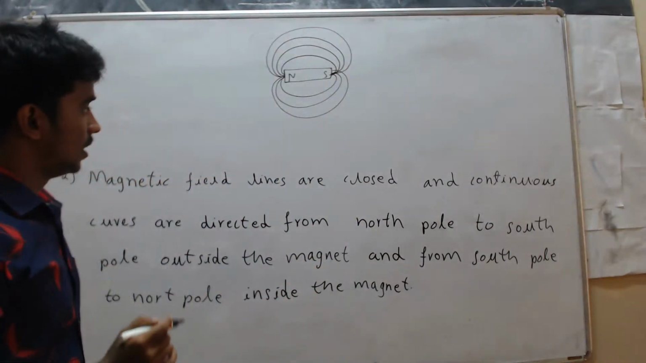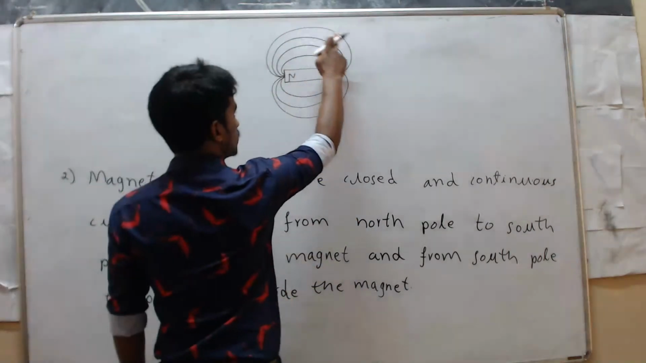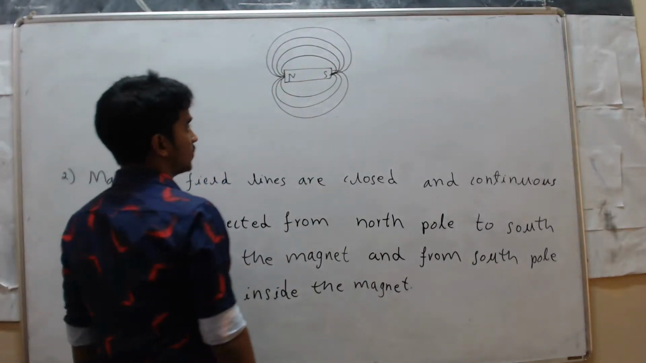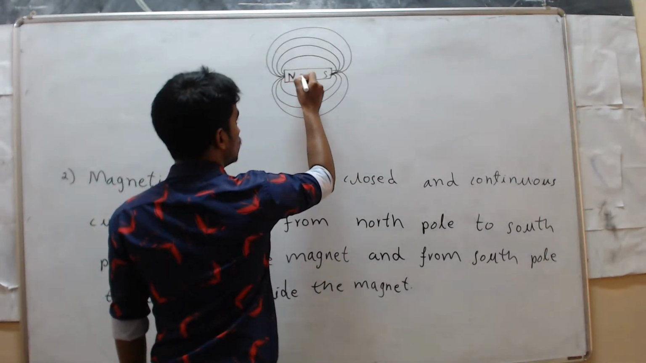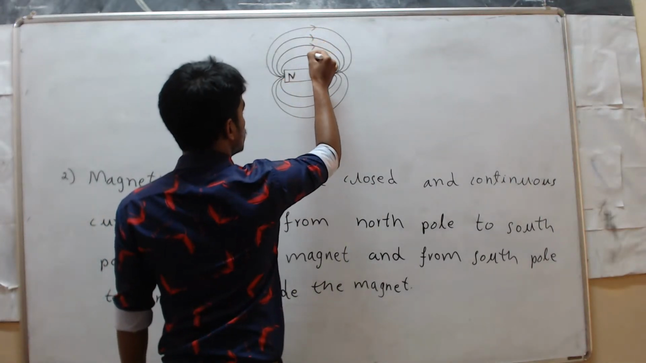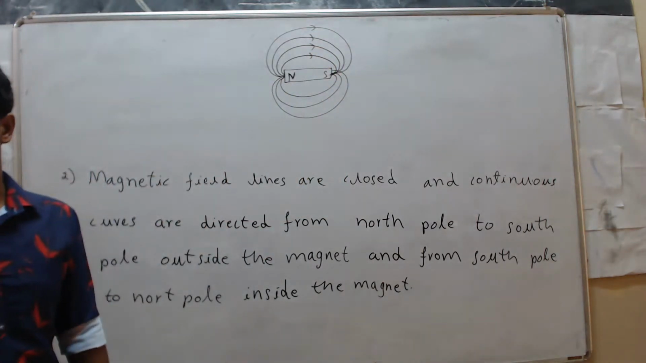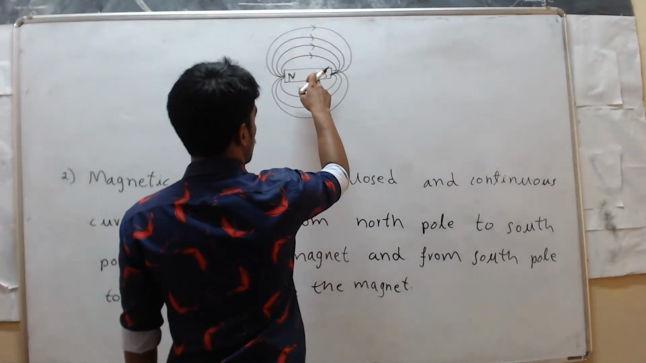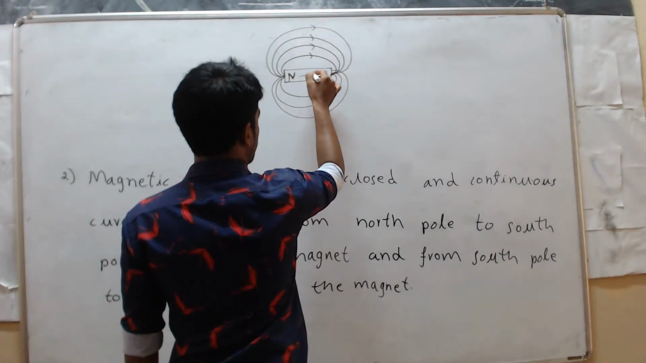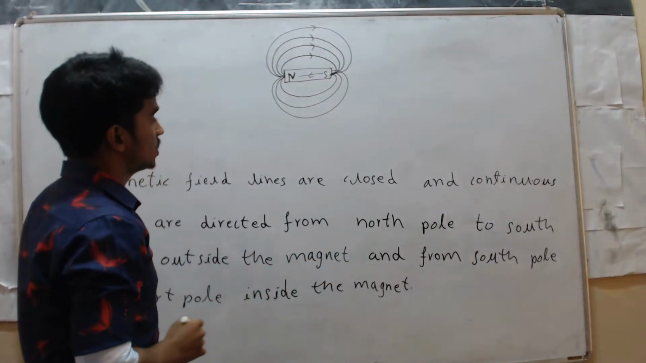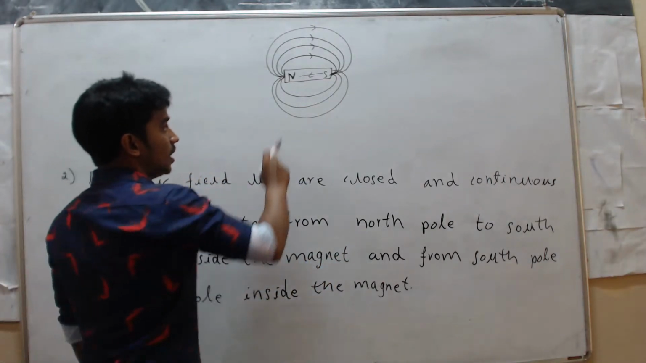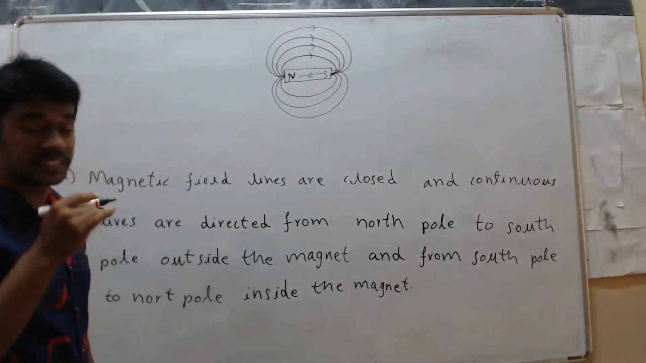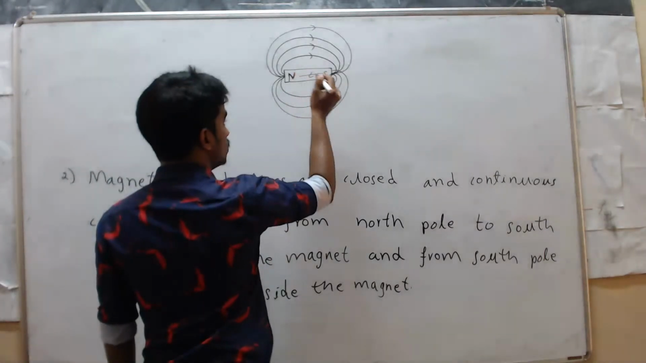See here, magnetic field lines are closed and continuous curves, and the direction of the magnetic field lines is from north pole to south pole outside the magnet, and south pole to north pole inside the magnet. So the direction of the magnetic field lines is north pole to south pole, and inside the magnet, it is south pole to north pole.